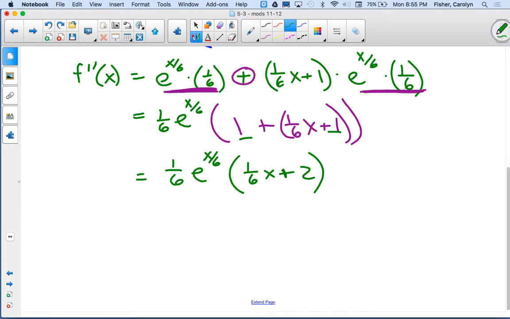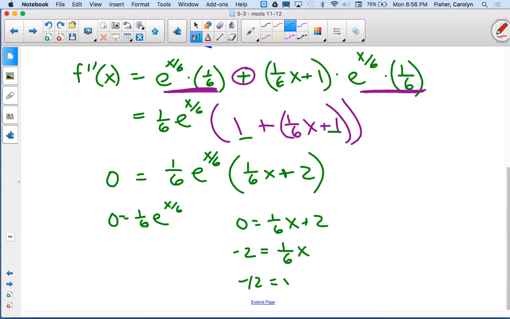So I'm setting that equal to 0 to find my potential points of inflection, where my second derivative is equal to 0 or undefined. So I've got 0 is equal to 1/6 times e to the x over 6, and then 0 is equal to 1/6 x plus 2. Negative 2 equals 1/6 x, multiply by 6, and I get negative 12 for one of my values of x. And then I'm taking the natural log of both sides here to get my variable.